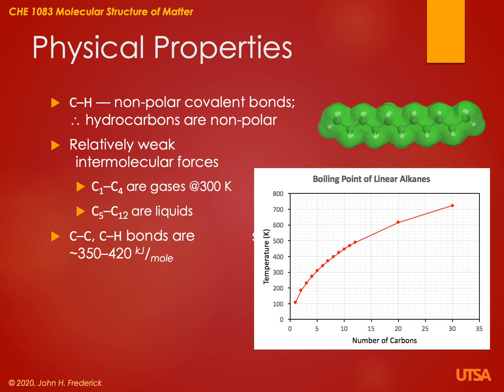Carbon-carbon and carbon-hydrogen bonds are very strong. They range from about 350 to 420 kilojoules per mole, so these are not molecules that fall apart very easily, and they're stable up to high temperature.